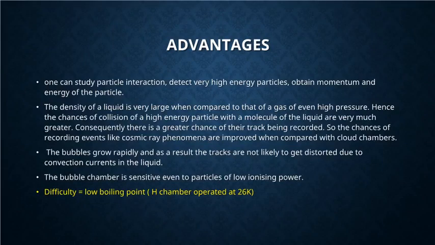Apart from this, there is a greater chance of their tracks being recorded owing to high density and chances of collision with ionizing particles. So the chances of recording events like cosmic ray phenomena are improved when compared with cloud chambers. The bubbles grow rapidly, and as a result the tracks are not likely to get distorted due to convection currents in the liquid. And the bubble chamber is sensitive even to particles of low ionizing power. However, there is a difficulty with the low boiling point. For example, in the case of hydrogen the chamber must be operated at 26 K.